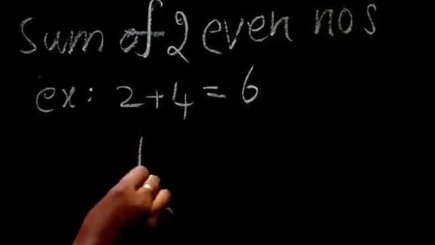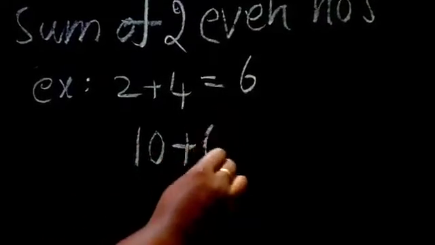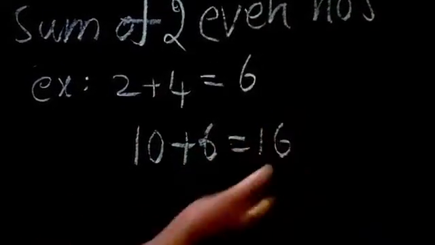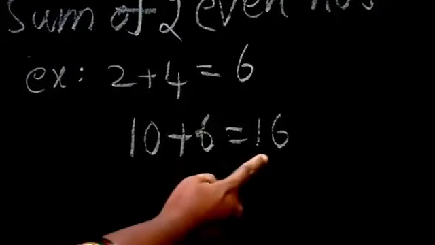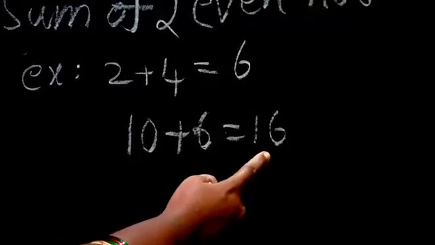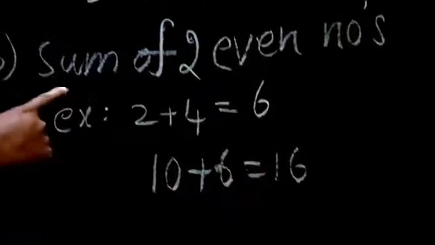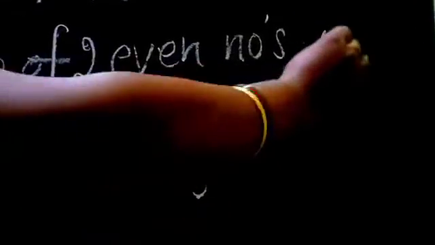Next example is 10 plus 6 equals 16. Here 10 and 6 are even numbers. When we add, we get 16. 16 is also an even number. Therefore, the sum of two even numbers is an even number.